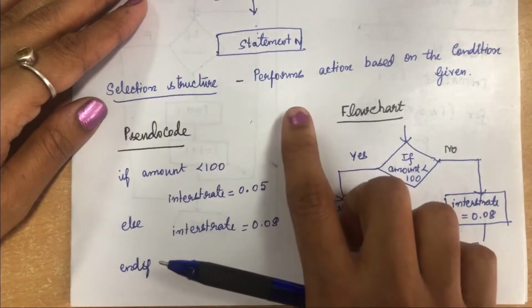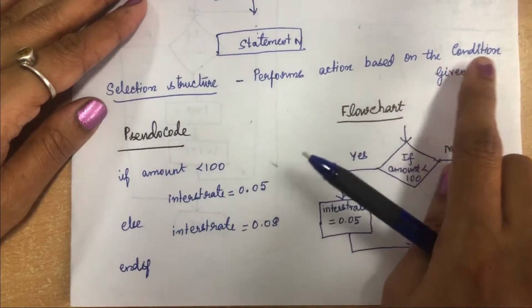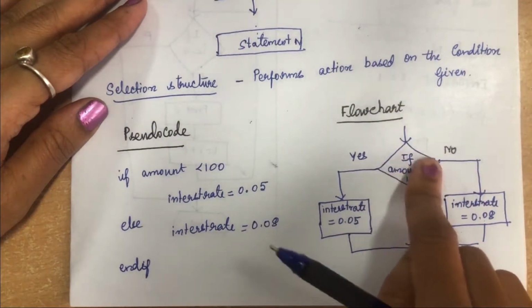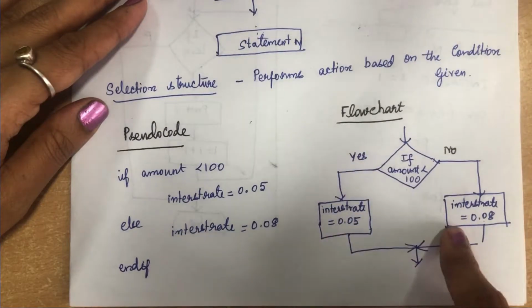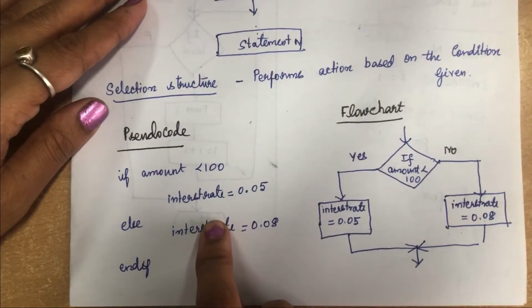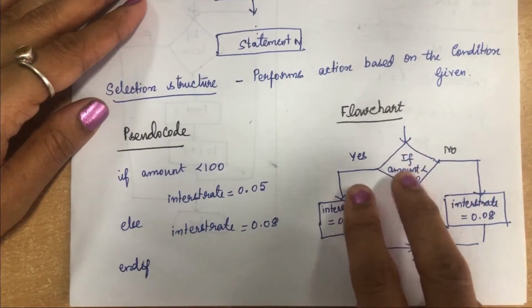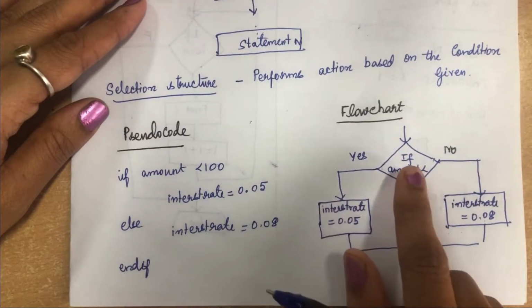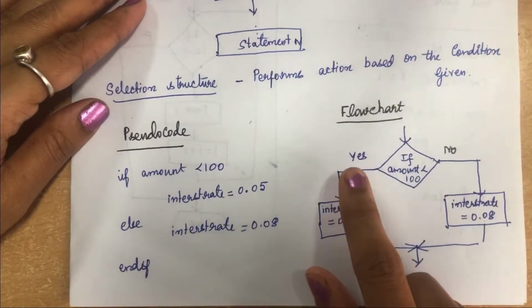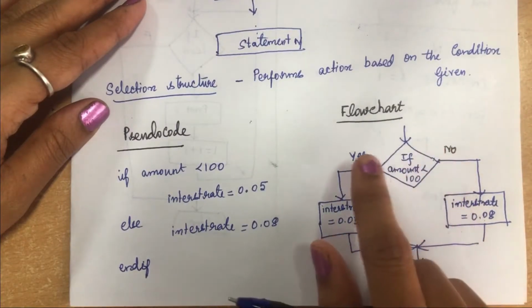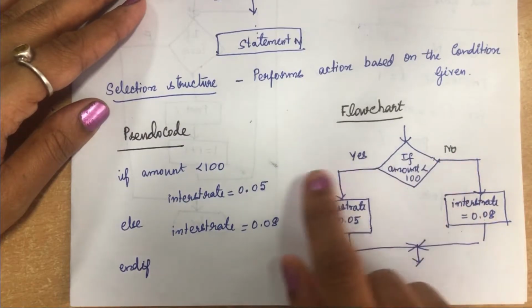Selection structure means performing an action based on the condition given. So based on the condition, it is performing some actions. That is your selection structure. Wherever you are using an if condition, you have to use this type of structure in your flowchart. Here you can write yes or no, or otherwise you can write true or false, anything you can write.